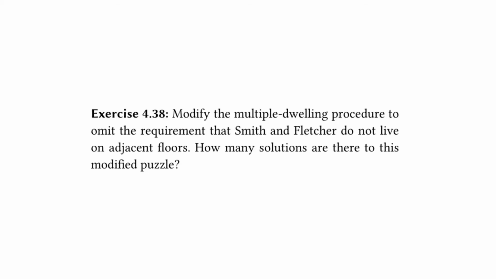So the next exercise is exercise 4.38, which states modify the multiple dwelling procedure, that's the example we just looked at, to omit the requirement that Smith and Fletcher do not live on adjacent floors. How many solutions are there to this modified puzzle?